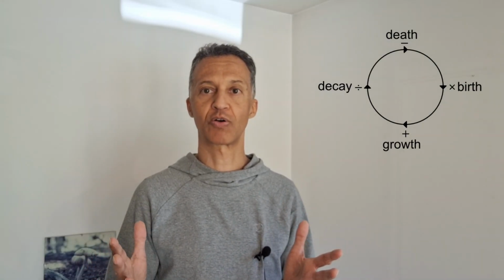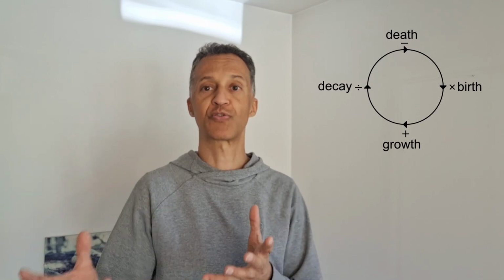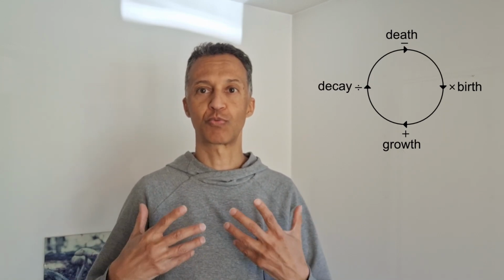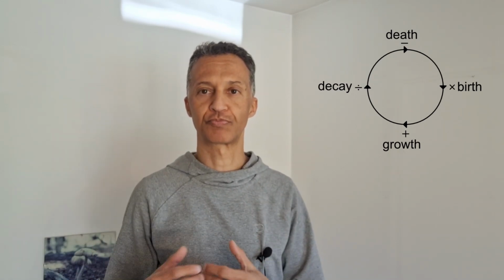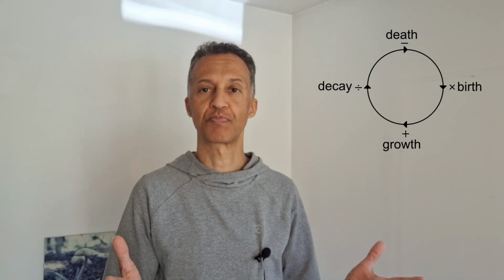So multiplication must then be creation. And that is, in fact, exactly what it is. So the creation story of the mathematical operators, from the birthing of something, is multiplication. So multiplication comes first, and then we have growth, which adds to that which was birthed, and then we have decay and division, and then finally we have the death of what that is, which is subtraction.